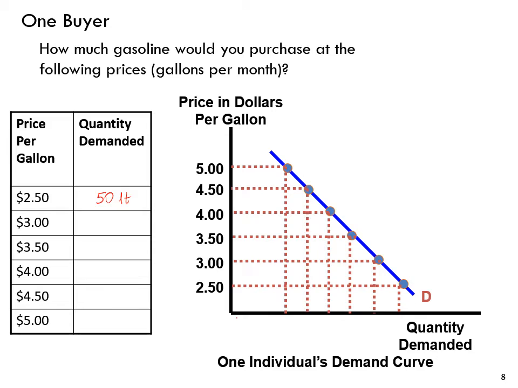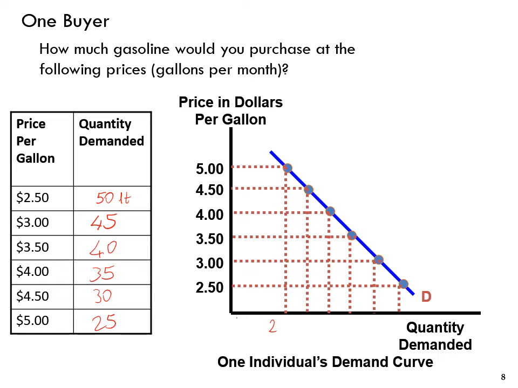Just a minute. I'm trying to write with the pen, but unfortunately I cannot. Okay, 45 liters. And then when the price is increased more, the quantity demanded will decrease. So maybe for $4 you will ask for 35, and then maybe 30, and then maybe 25.